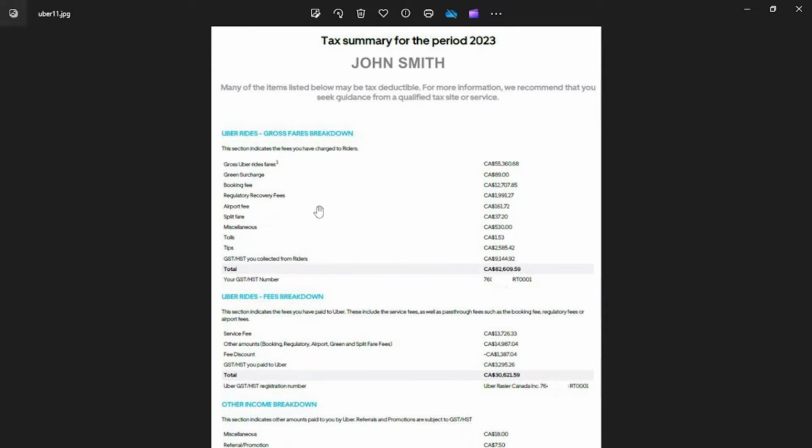Let's begin. So the first section is the gross fare breakdown. This section is talking about the fares that they collected. A fare is the amount that the driver will collect from the passenger for the service provided, which is picking up the passenger from point A and dropping off at point B. For that service, the driver charges a fare, and this amount is collected by Uber.